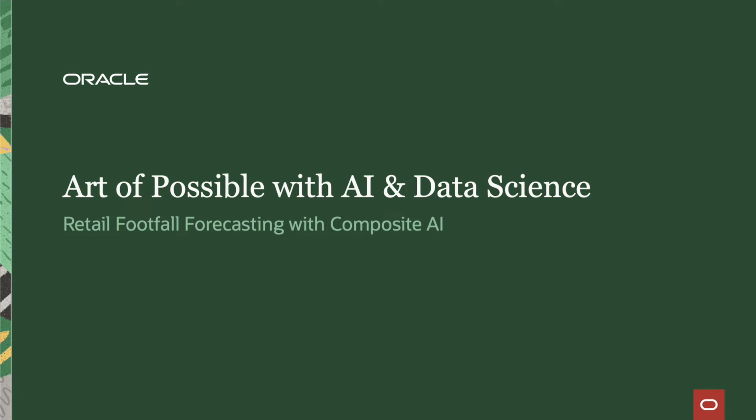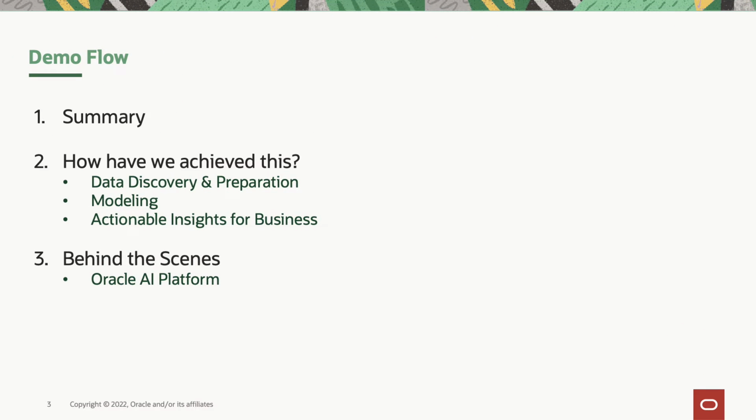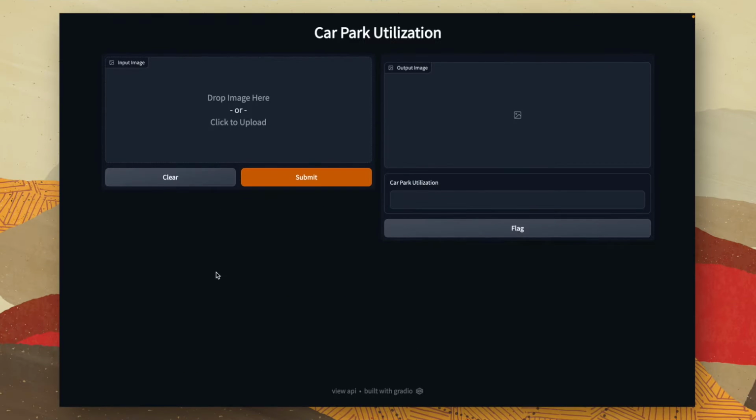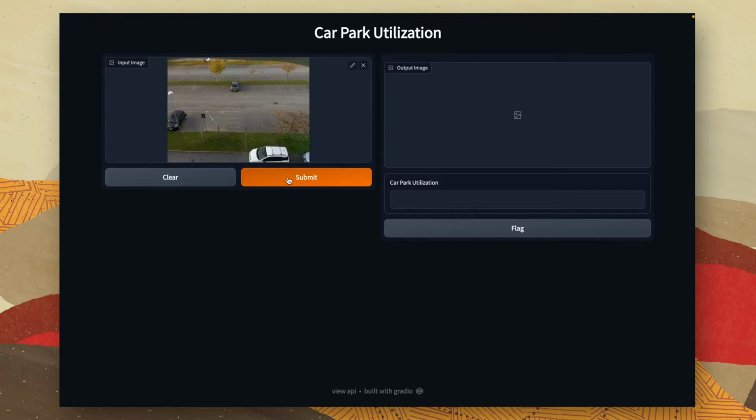In this demo, we're going to take a look at how we can use the OCI Vision service to calculate the car park utilisation rate for our shopping mall. Let's have a quick look at some examples. So I can go ahead and drag and drop an image captured by our CCTV camera.